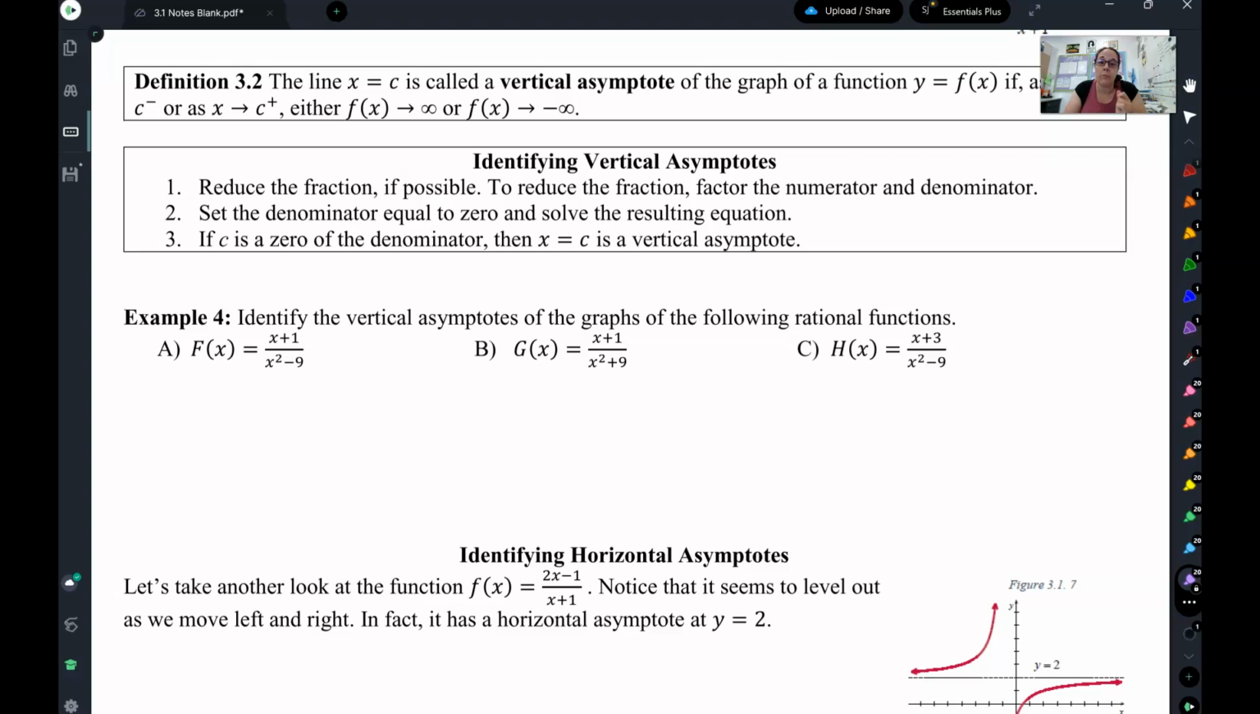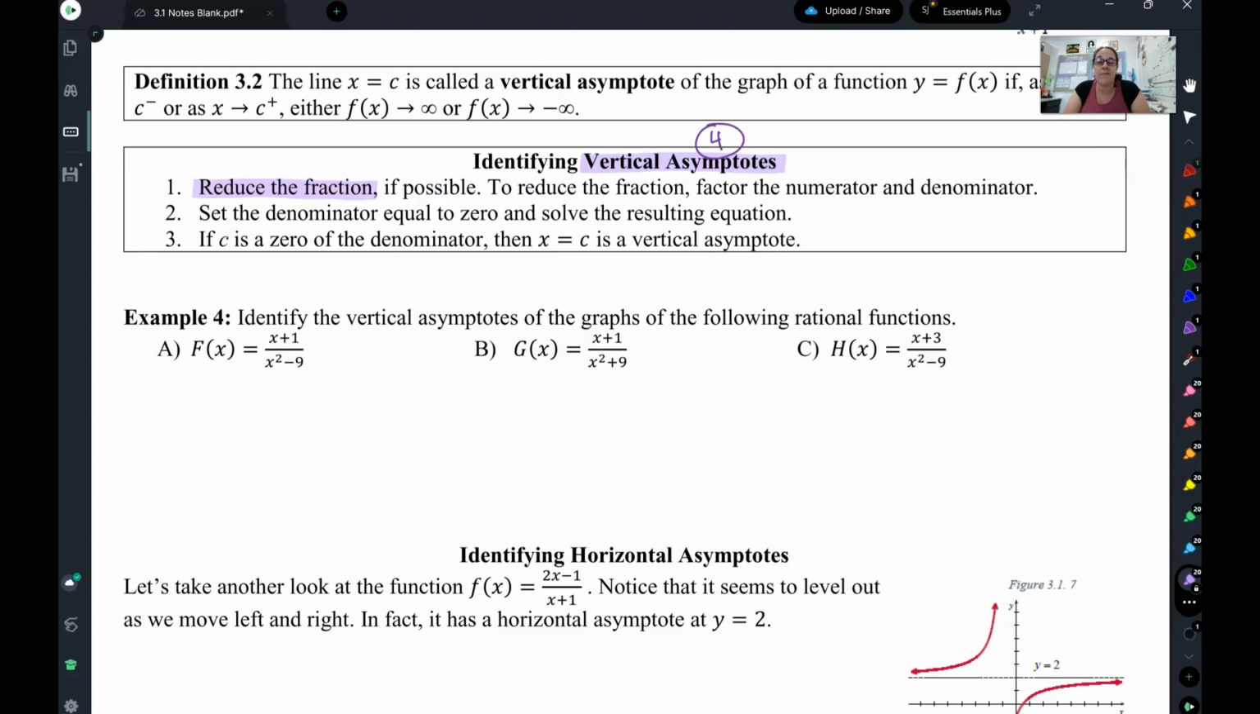Let's look at rule number 4. Rule number 4 is for our vertical asymptotes. We have 2 steps for this rule. First step, we need to reduce the fraction if possible.